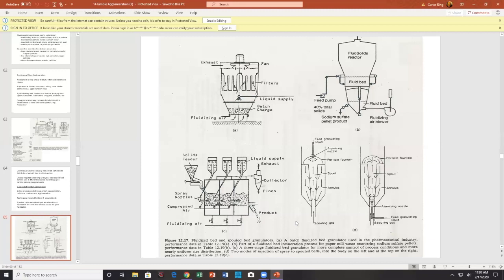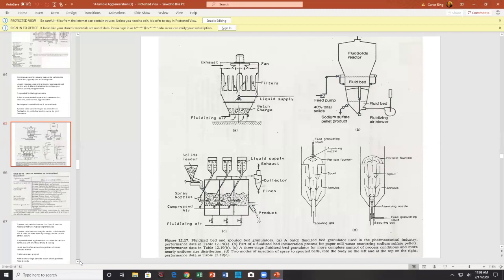So anyway, I think I probably got this from Wallace's book that I like so much. I'm not sure if I've referenced it or not. Spouted bed is just like it says, it spouts. It has a spout right in the middle. You have an atomizing nozzle in there. You should take a look at my atomizing course. And anyway, interesting arrangement of different things.